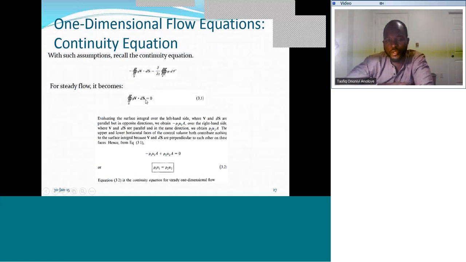And then we need to know that the velocity is dotting the elemental surface vector. When you have the dot product of two vectors, I just want you to recall that the dot product of two vectors that are perpendicular to one another is equal to zero. If the two vectors are parallel to one another, you just multiply the magnitudes of the vectors in the direction of interest to get the dot product. So if you still recall the dot product, we apply it on the control volume.